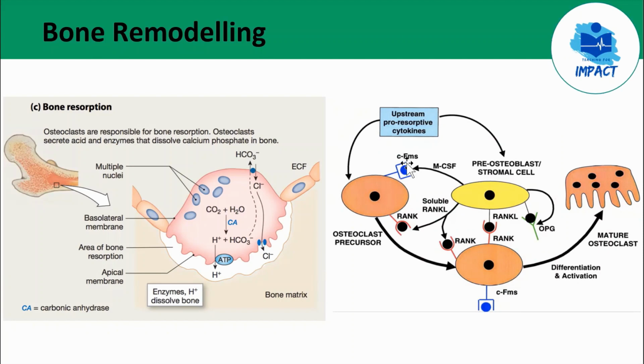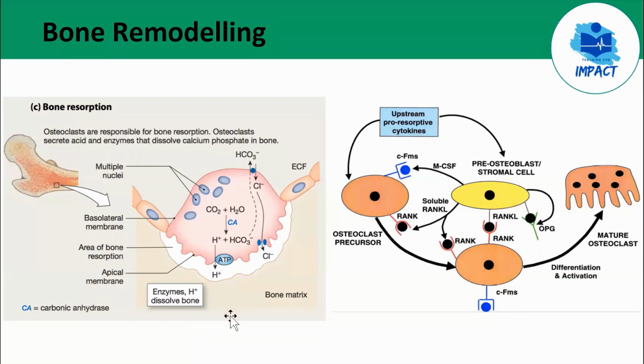MCSF binds to CFMS on the osteoclast precursor, and soluble RANKL binds to RANK on the osteoclast precursor. Osteoclast precursors then fuse and differentiate into mature osteoclasts. Now we enter phase 2, resorption, which is shown on the left. Osteoclasts attach to the bone surface, much like a suction cap, forming a ruffled border.